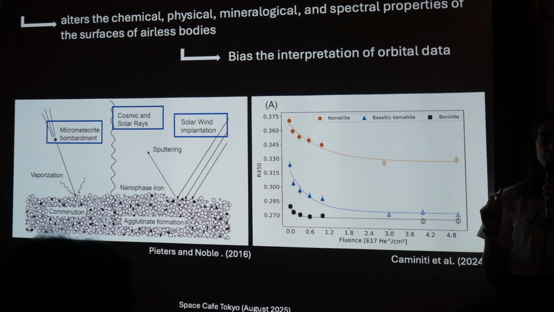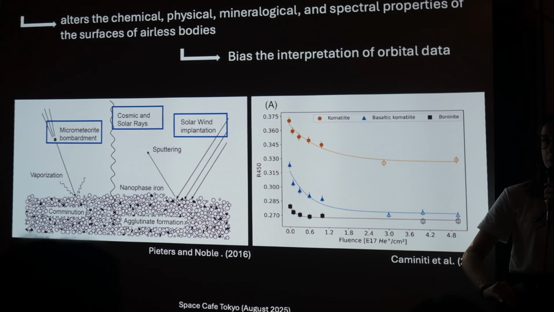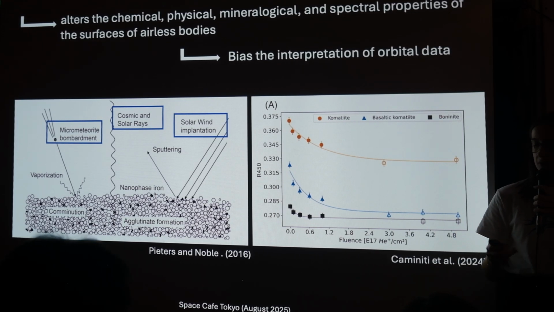And this is very important because the properties of the surface of Mercury that we obtain with orbital data are not the real properties of the surface, but they are the properties of the surface submitted to ion irradiation by the solar wind, for example. So we have to be able to take this into account in our analysis to really understand what the surface is made of.